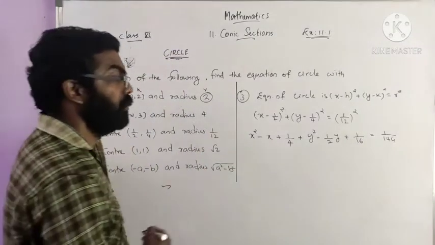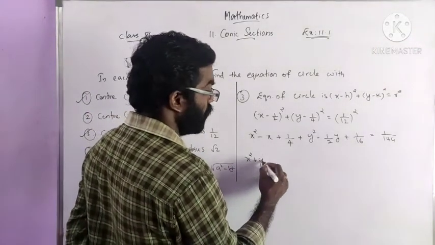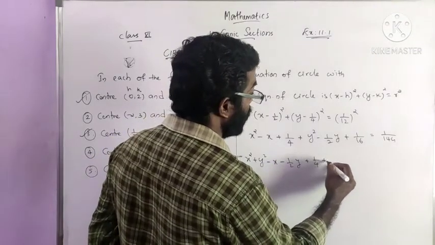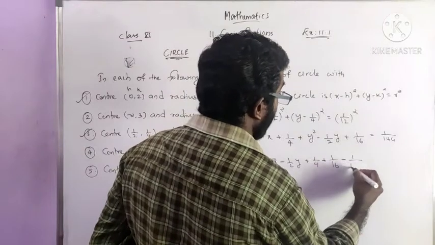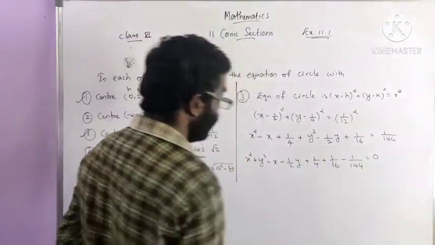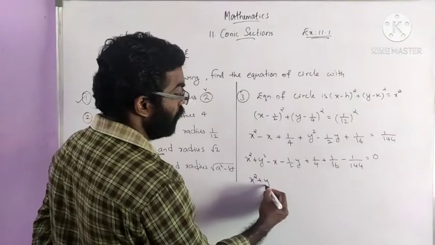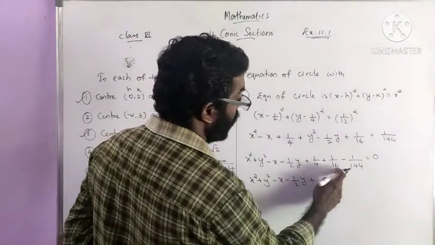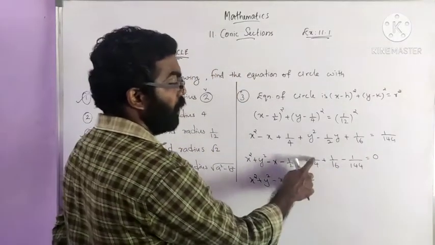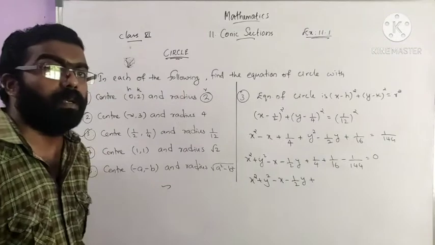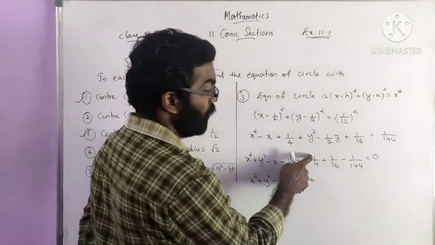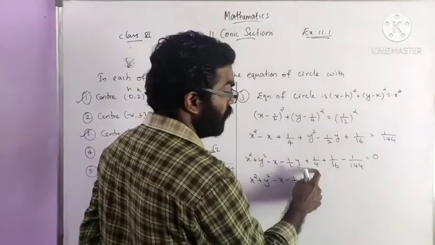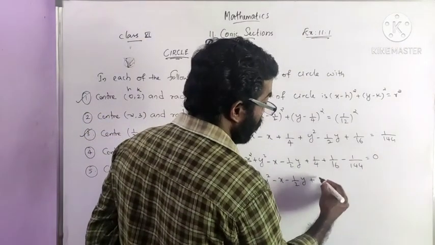Now we can rearrange the terms. x square plus y square minus x minus 1 by 2y plus 1 by 4 plus 1 by 16 minus 1 by 144 equal to 0. That is x square plus y square minus x minus 1 by 2y. Then these two terms we can combine first, 1 by 4 plus 1 by 16. If we multiply both numerator and denominator of the fraction 1 by 4 by 4, what we get? 4 by 16. So 4 plus 1, 5 by 16.